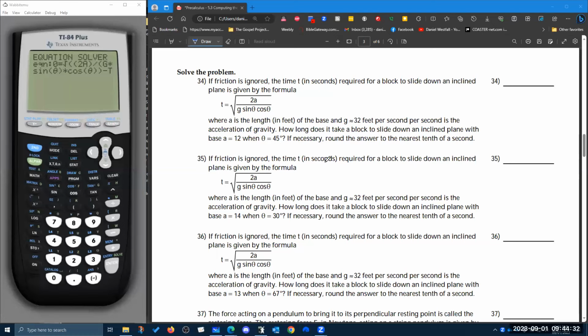In this first video on our applications of right triangle trigonometry, we're going to solve some physics applications first. I'm going to be using this equation, t equals the square root of 2a over g sine theta cosine theta, several times in the first few problems. So I've entered it into my equation solver. Actually, let me show you how I did that.